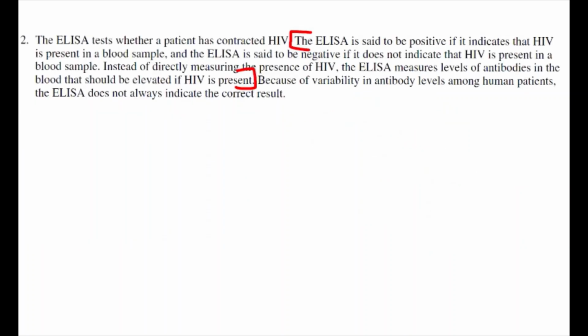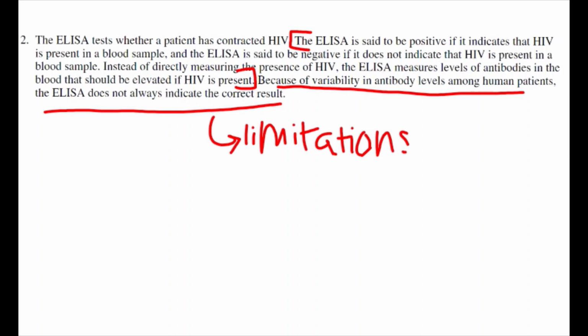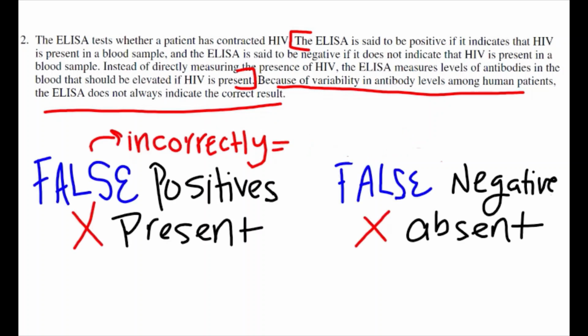These results are further alluded to in the question, which states that if the ELISA indicates the presence of HIV in the sample, the results are said to be positive, while an absence of indication for HIV is a negative result. However, there are limitations to this process, as described in the question, which states that variability in antibody levels amongst patients causes a lack of a correct result, leading to what is known as false positives or false negatives, which means that the test result incorrectly indicated the condition, in this case HIV, is present or absent respectively.